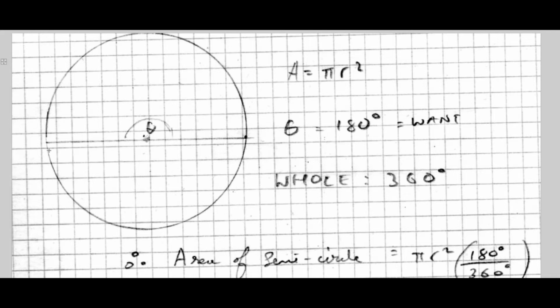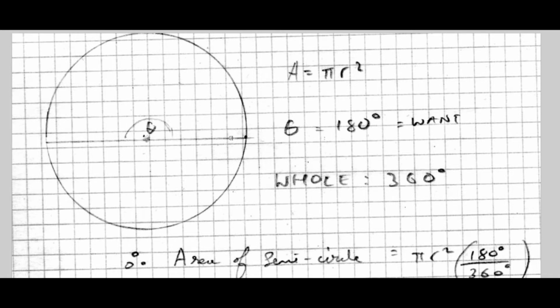Alright, let's go. Okay, let's take a look at this circle here. We know that the area for a circle is pi r squared. Particularly half of the circle, that angle is 180 degrees as depicted here. The whole circle, that's 360 therefore.